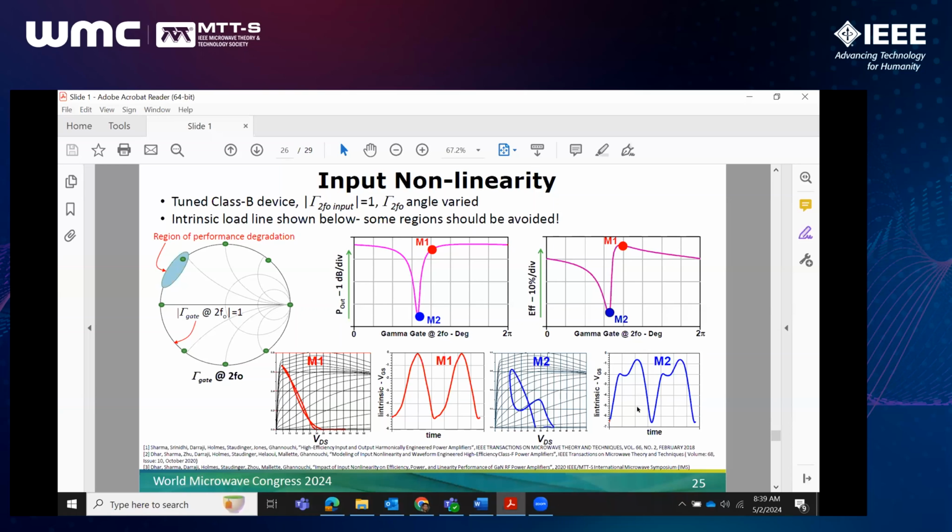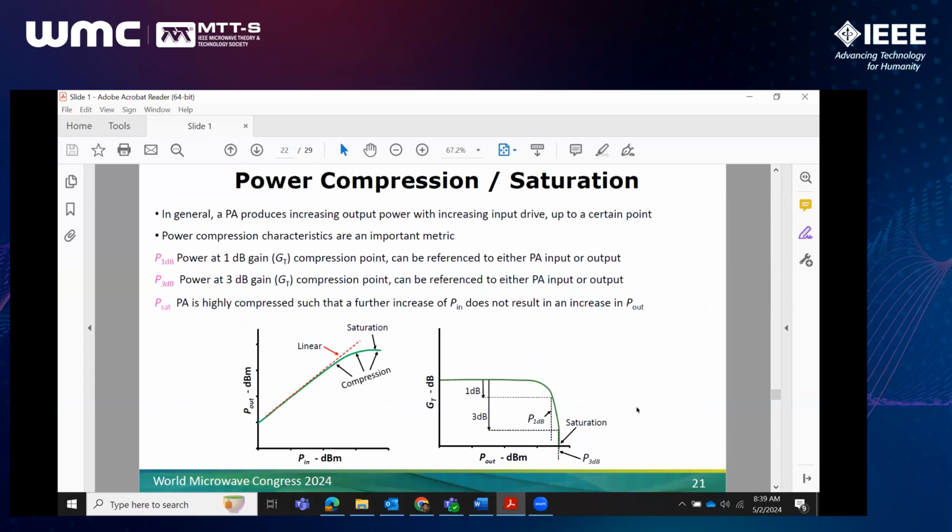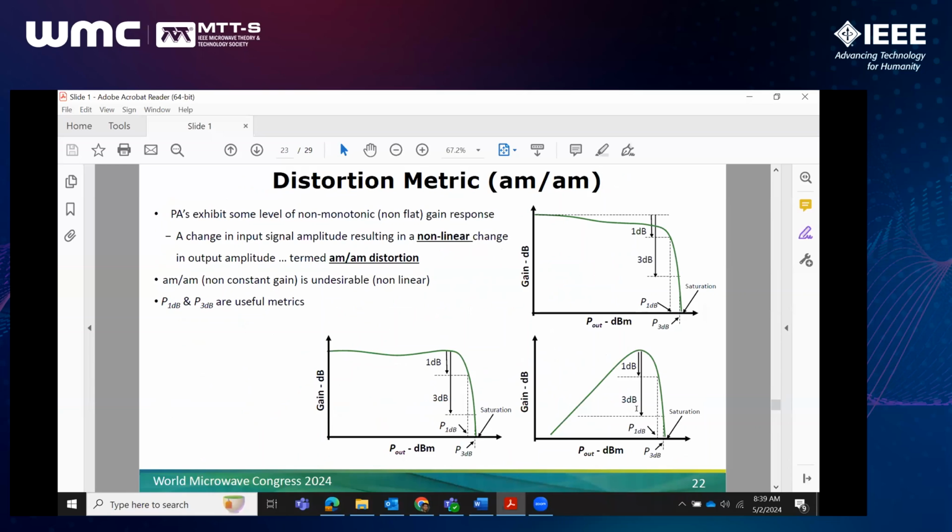If we move back to slide 22. So a couple of other metrics that are important in a PA. One of them is the gain response. The gain response is a function of drive level. This is referred to as AM to AM, so amplitude modulation to amplitude modulation. Ideally, we would like this gain response to be flat, so gain stays flat with increase in drive level until we hit compression, at which point the gain begins to compress.